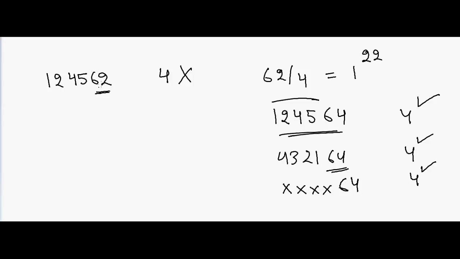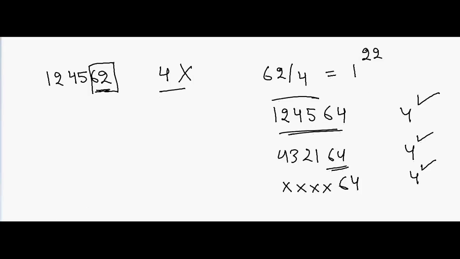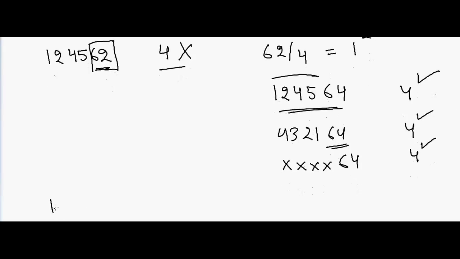So I have to look at the last two digits to check if the number is divisible by 4 or not. In this case it is not. Now let's write the number again. So 1 2 4 5 6 2.